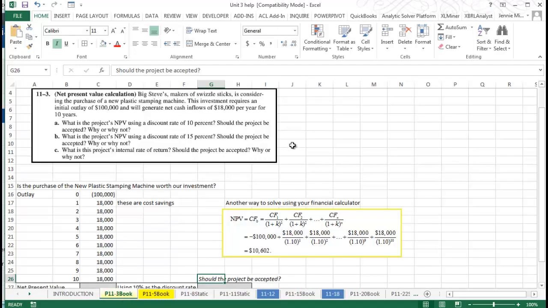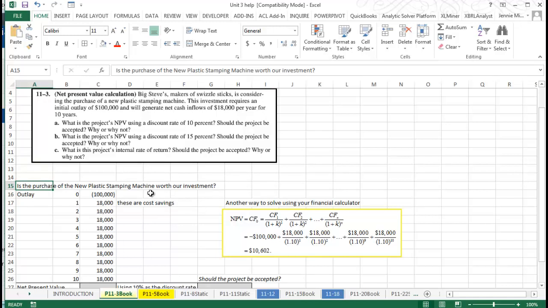In 11-3, we're calculating net present value, we're calculating the project's internal rate of return, and we're using discount rates. And I want to explain a few things here, because if you set up problems correctly, this can be a very easy way to evaluate whether or not you should invest in a piece of equipment. So for example, this is saying, is the purchase of the new stamping machine worth our investment?